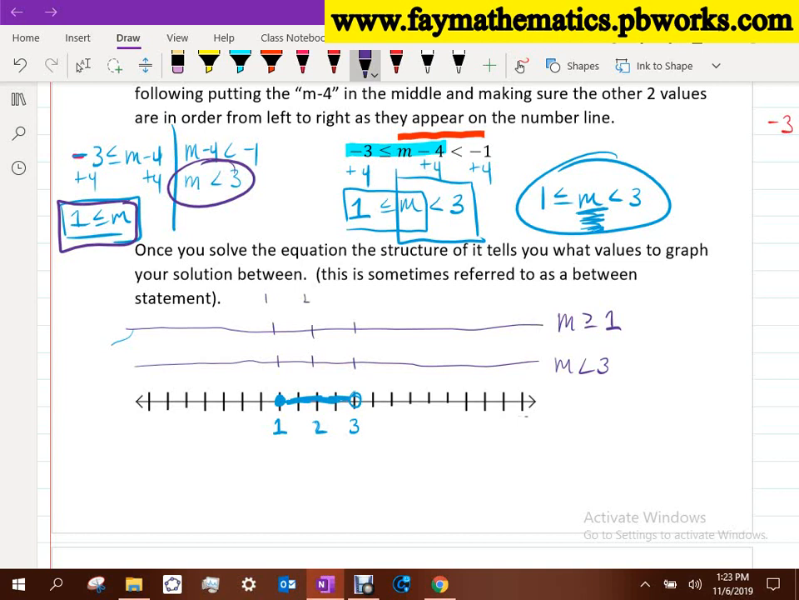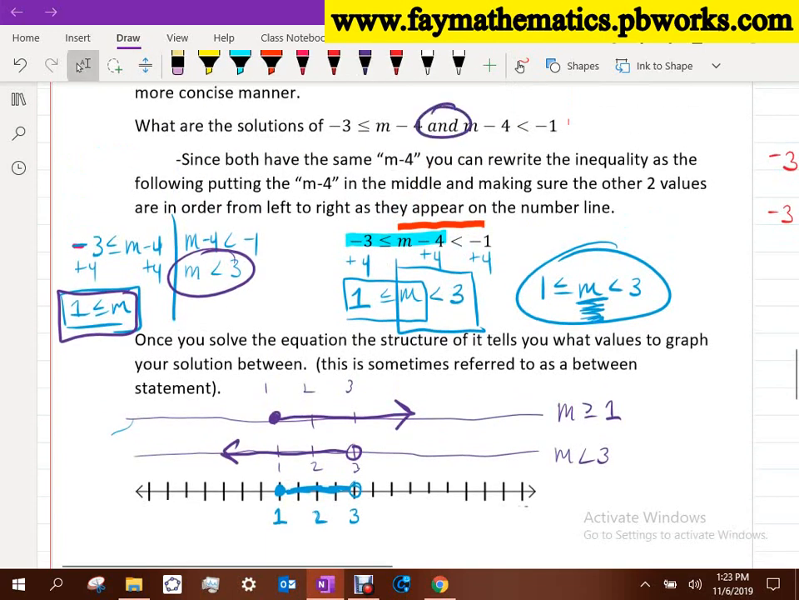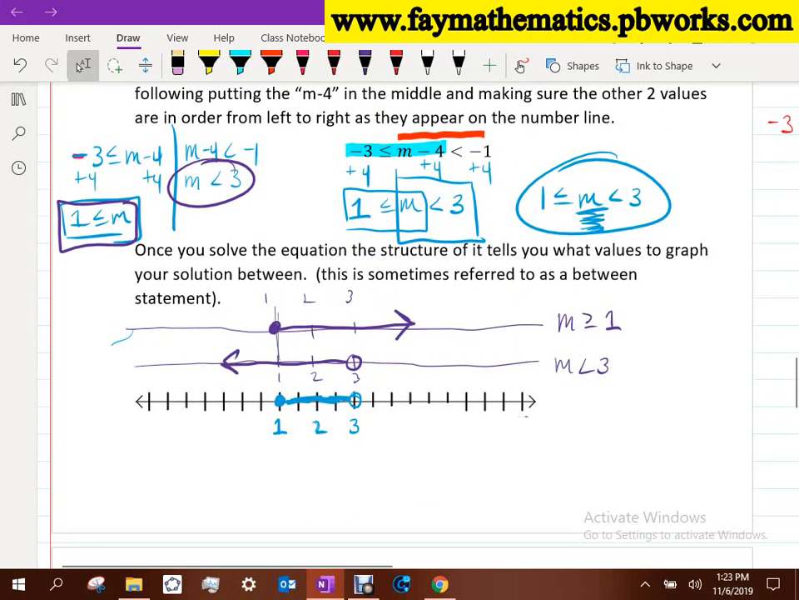So here's 1, here's 2, here's 3, 1, 2, and 3. If I graph m is greater or equal to 1, closed dot there, shade that direction, right? If I say m is less than 3, open dot there, shade that direction, correct? The word that we started with was and, correct? And means overlap. Do they start overlapping at 1 and finish overlapping at 3? It gives me that blue result right there, that blue graph. Does that make sense to everybody?